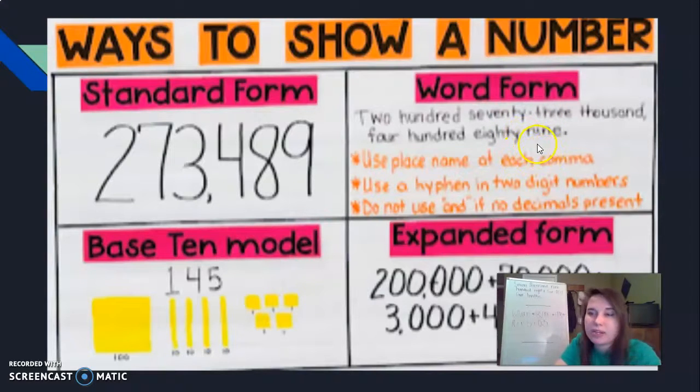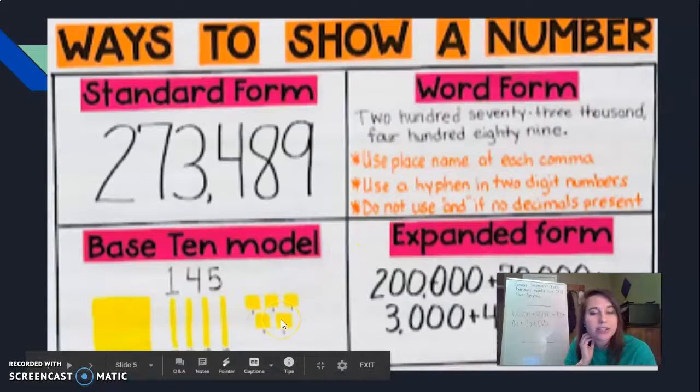I'm not seeing it. It might just be too small. And then also, don't use "and" if there are no decimals present. Looking at this number, 273,489, I don't see a decimal. So there's no need to use "and."